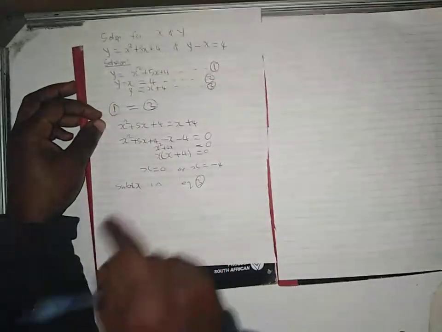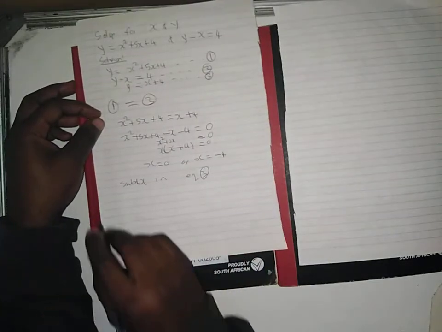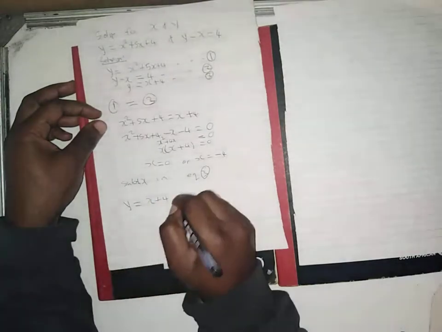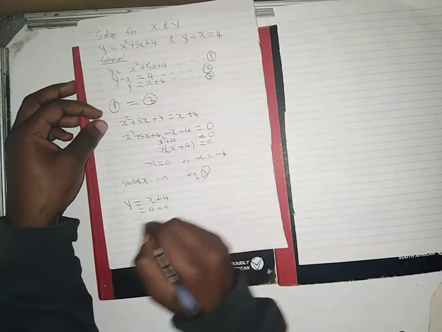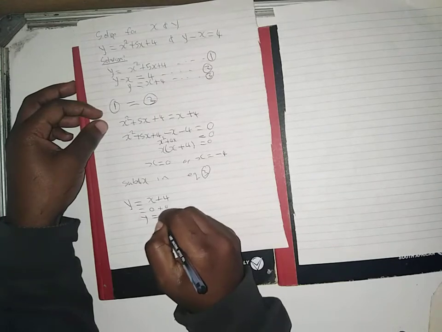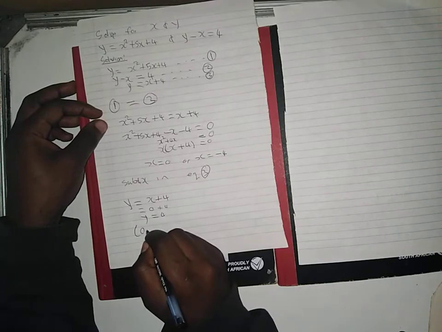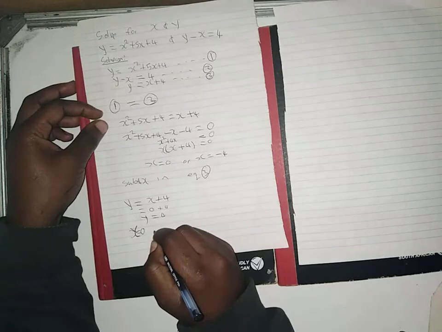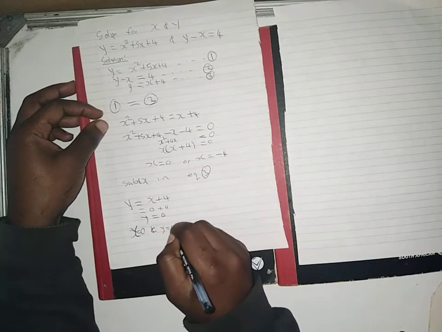So I'm substituting the x values that were found into the equation. How do I do that? I say y is equal to x plus 4, and I put x is equal to 0, so I will have 0 plus 4, and y is equal to 4. So if x is equal to 0, my solutions are x is equal to 0 and y is equal to 4.